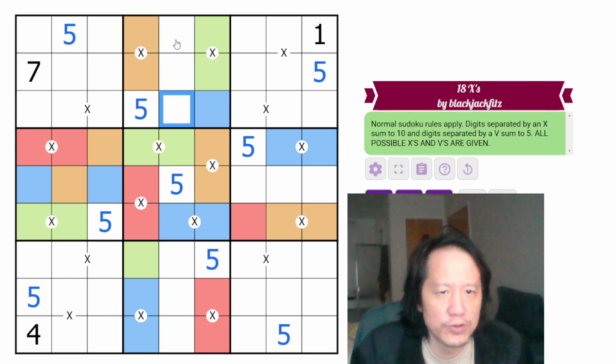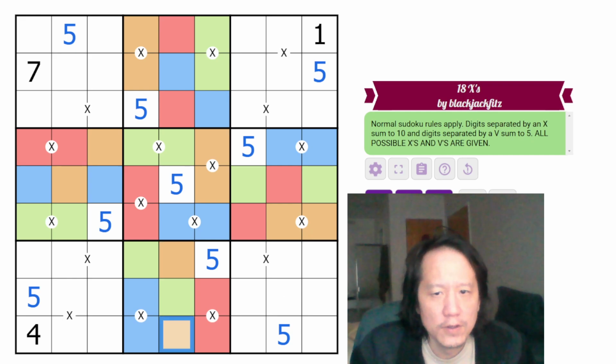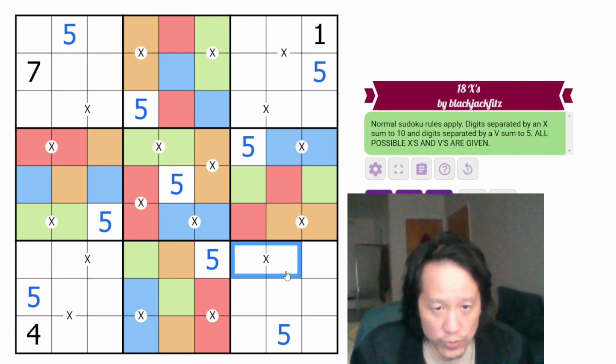Therefore, this cannot be blue, this cannot be blue, this must be the blue, which means the remaining one is red. So this is red and this is red. This cannot be red and this can't be red, so therefore this must be red, which separates the greens. This has to be a green separating the oranges. Therefore, we know that this can never be green or orange, and this can never be green or orange. Therefore, it's either blue or red.